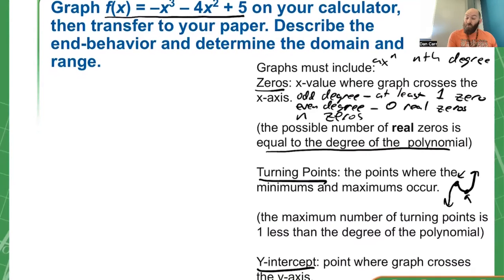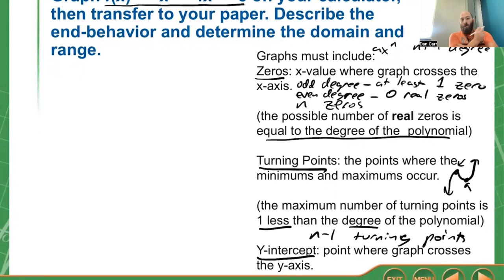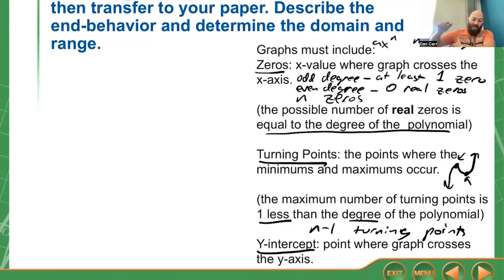Okay, now the maximum number of turning points is 1 less than the degree. So again, using this as my polynomial idea, a times x to the n, that means n minus 1 turning points are possible. Okay, so that means possible, so we could have less than that actually. There are ways to make a polynomial where it actually has no turning points, even though it's third, fourth, or fifth degree even. Okay, and the y-intercept will cross the y-axis.